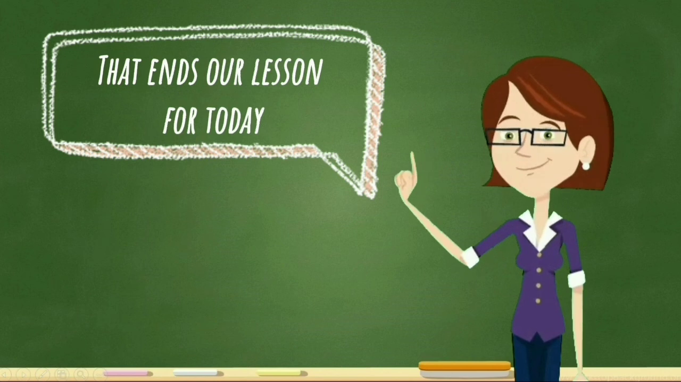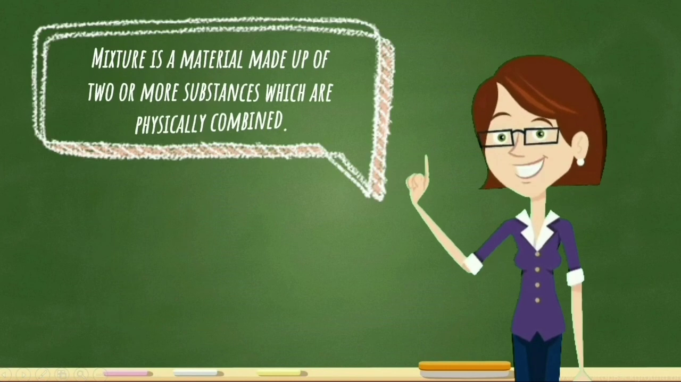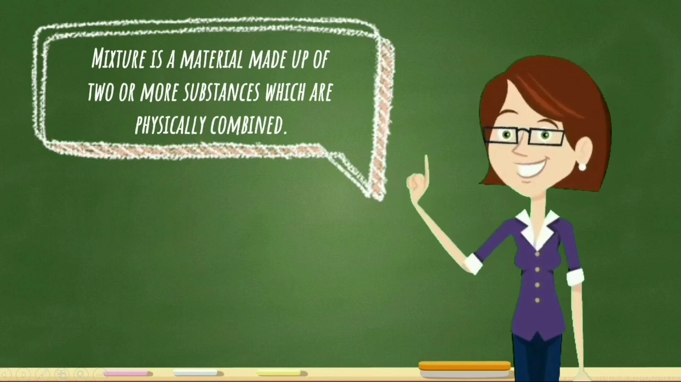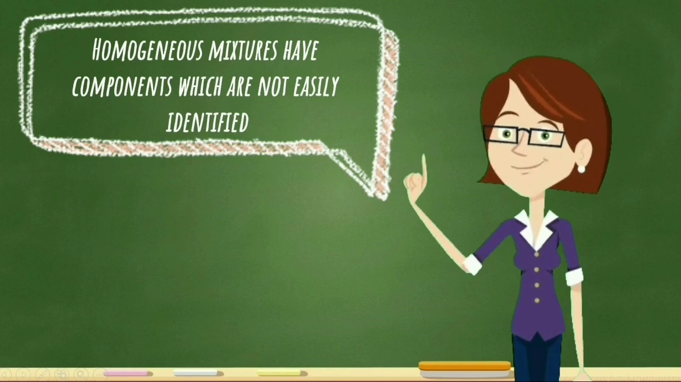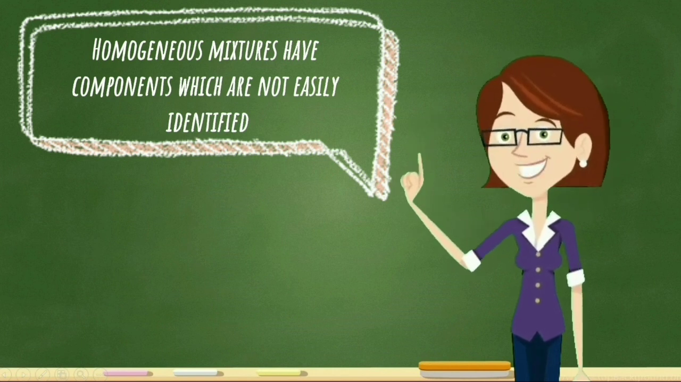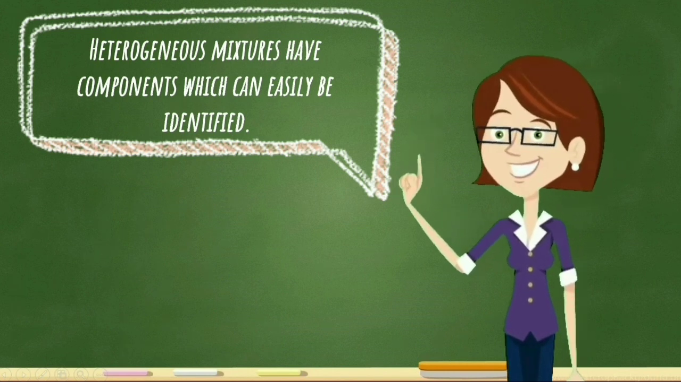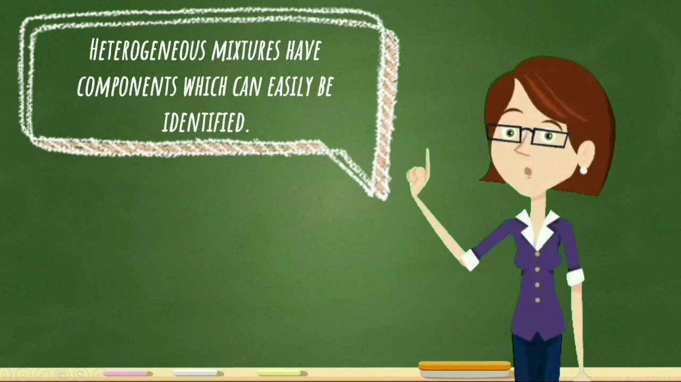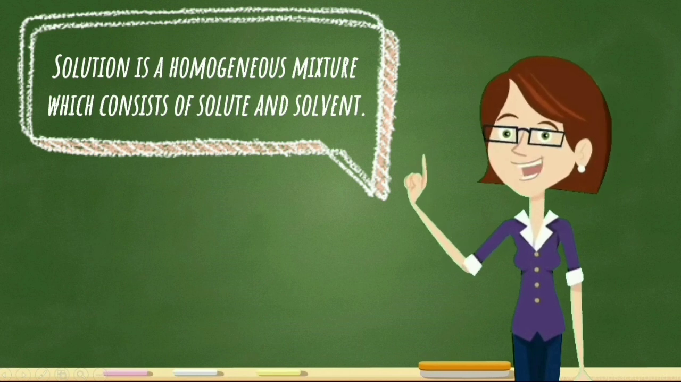That ends our lesson for today. So, to summarize the topic, mixture is a material made up of two or more substances which are physically combined. Mixtures can either be homogeneous or heterogeneous. Homogeneous mixtures have components which are not easily identified, whereas heterogeneous mixtures have components which can easily be identified. Solution is a homogeneous mixture which consists of solute and solvent.